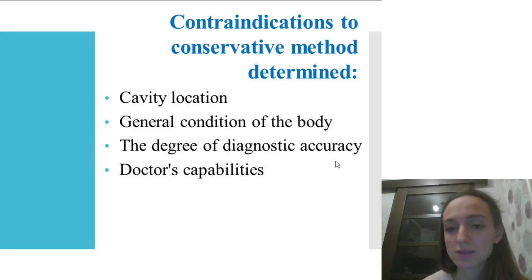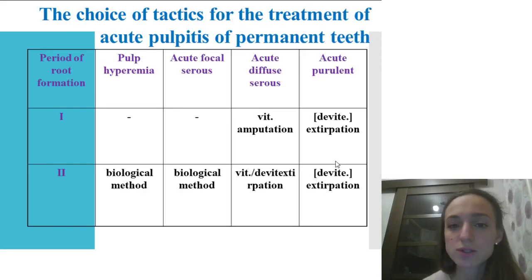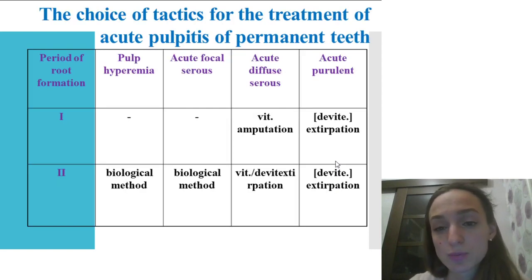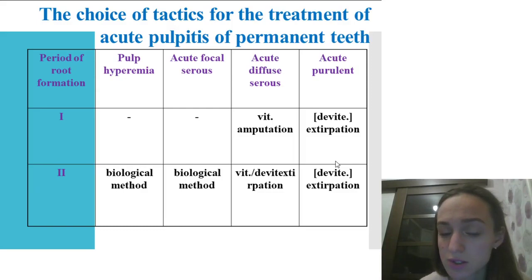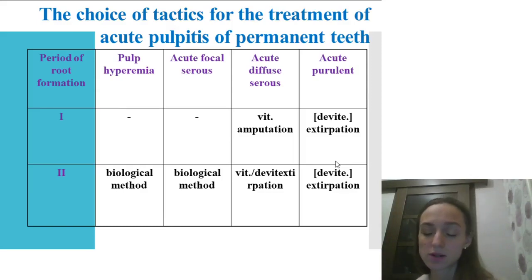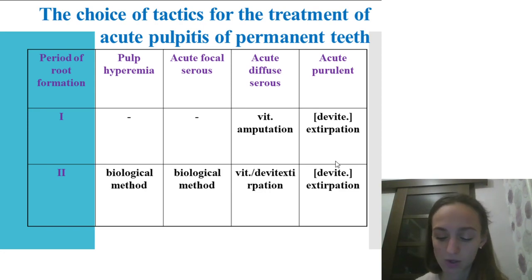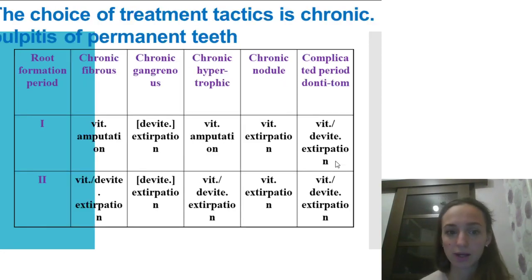Contraindications to a conservative method are determined by cavity location, general condition of the body, of course the degree of diagnostic accuracy, and the doctor's capabilities. The choice of tactic of treatment of acute pulpitis in permanent teeth, also look, please, period of root formation and diagnosis. For example, acute diffuse pulpitis: vital amputation or vital extirpation. Okay. Then chronic pulpitis in permanent teeth.